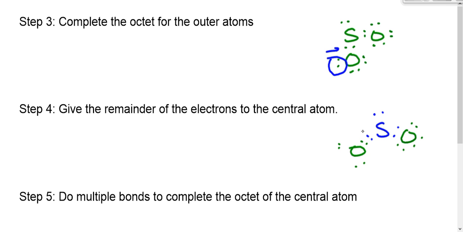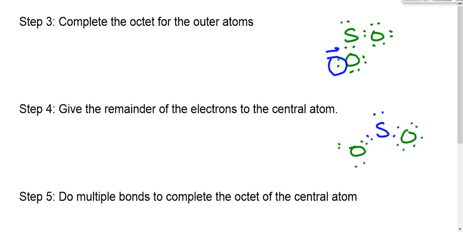So what have we done? We've made a double bond. We have shared 4 electrons between the sulfur and the oxygen, or 2 electron pairs. That is a double bond. Now when we count, we've got 1, 2, 3, 4, 5, 6, 7, 8 electrons around the sulfur. There's 8 electrons around this oxygen and 8 electrons around this oxygen. So do multiple bonds on the central atom when you need to in order to complete its outer octet.